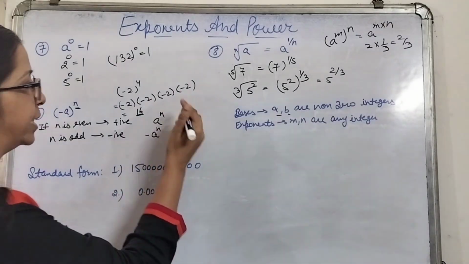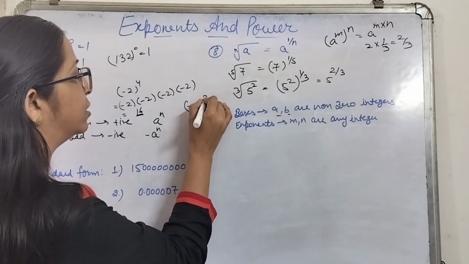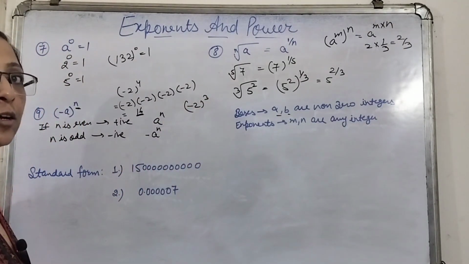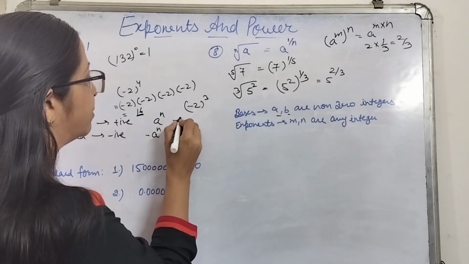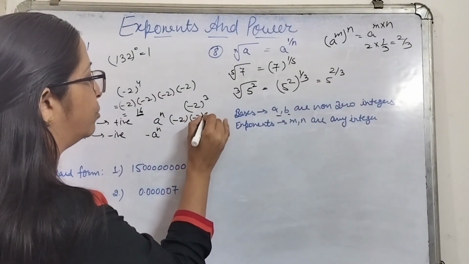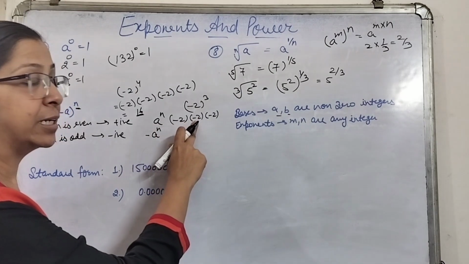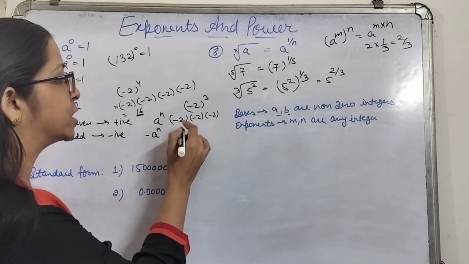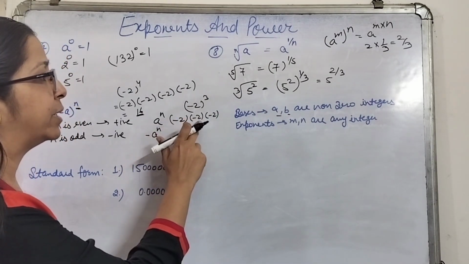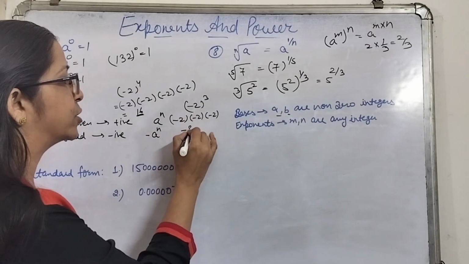Like if I take again an example, minus 2 raised to the power 3. Over here 3 is an odd number. That simply means minus 2 multiplied by minus 2 multiplied by minus 2. So minus multiplied by minus is plus, plus multiplied by minus will be minus. 2 multiplied by 2 is 4, 4 multiplied by 2 is 8.